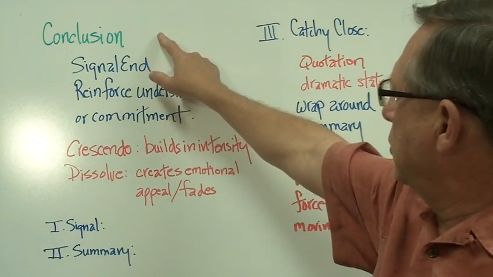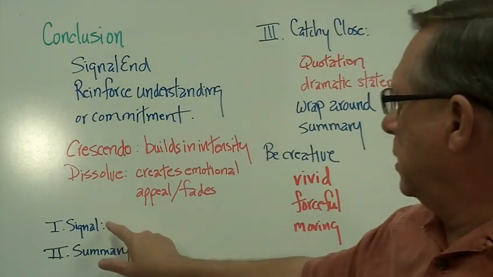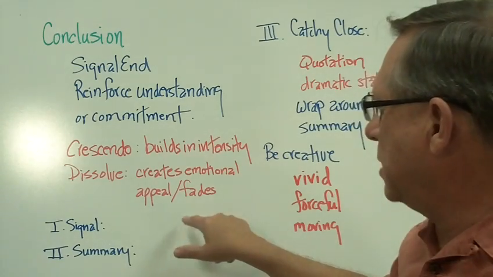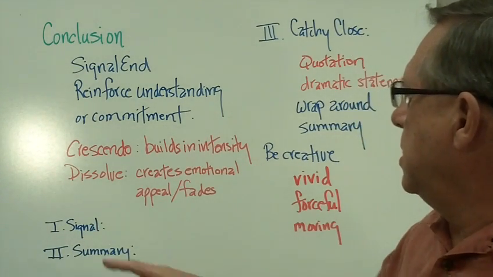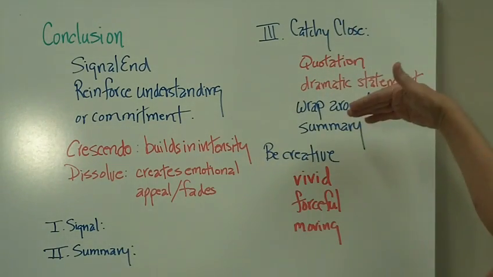So, in the conclusion, you've got 3 Roman numerals. This is your conclusion outline. You signal the end of the speech. Today we've talked about 2 types of diabetes. You give a summary statement, and then you come up with a catchy close.